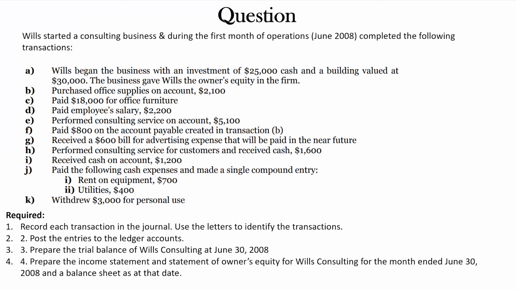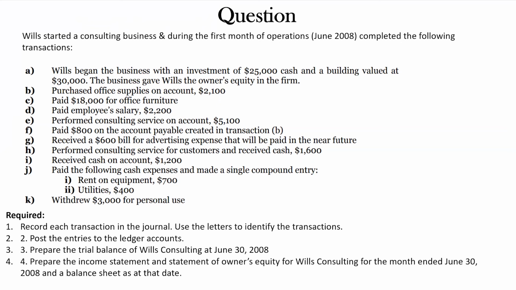So the owner invested $25,000 cash and a building, right? We're giving Will the owner's equity in the firm. So if you made an investment of cash in your business, cash will increase. And cash as an asset, when it increases, you debit, right? The same for building. When it increases, we debit. So we'll have a debit of cash, but what's the opposite side of the transaction? What's the other side to the transaction?